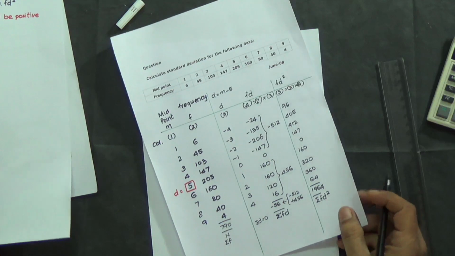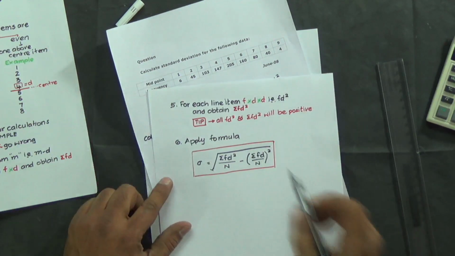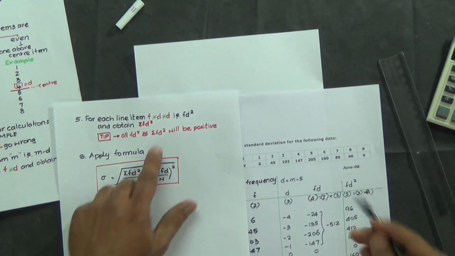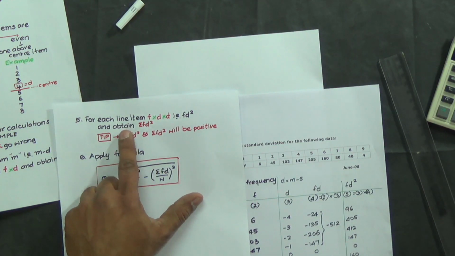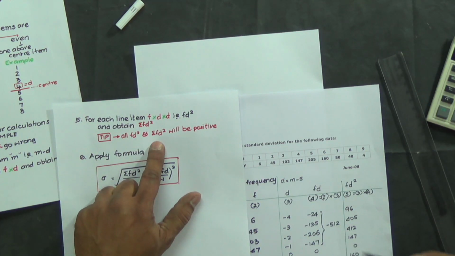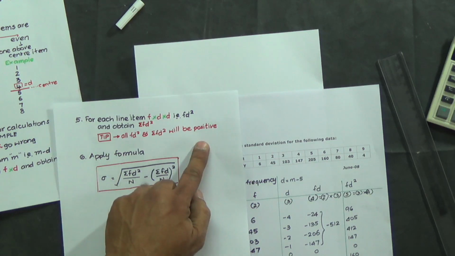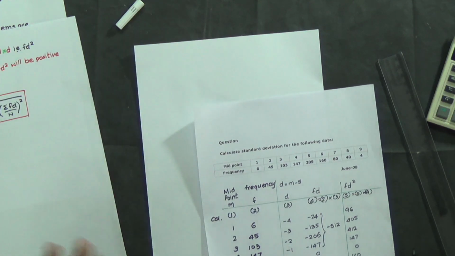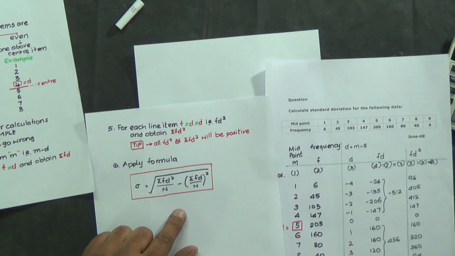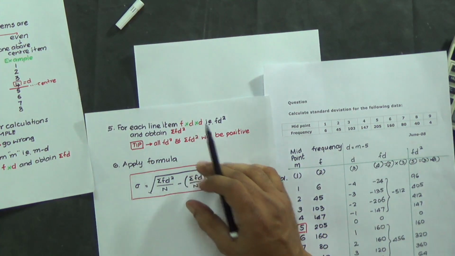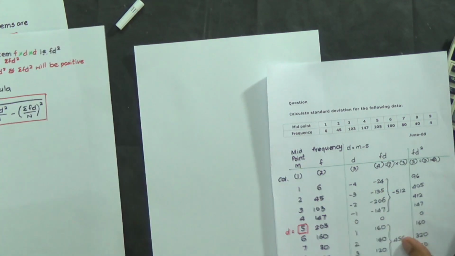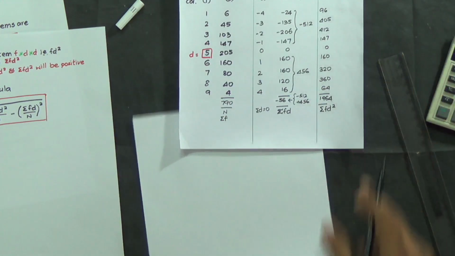So we have achieved step number 5. We have come up to here and we observe that all the line items in this column are positive, all FD squared is positive, and sigma FD squared also is positive. Now we'll go on to the last step, applying the formula. Whatever we have got, put that into the formula, substitute these numbers, solve this with the help of a calculator, and we'll get standard deviation. So we're moving on to the last step.